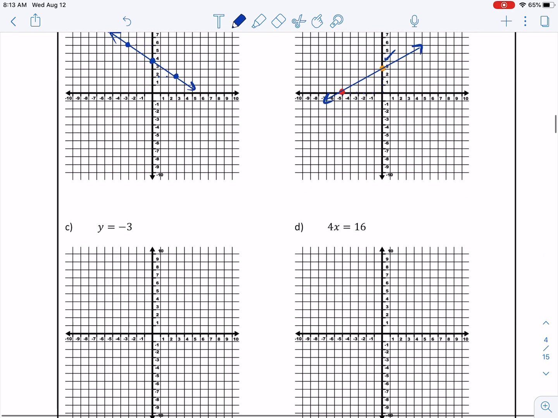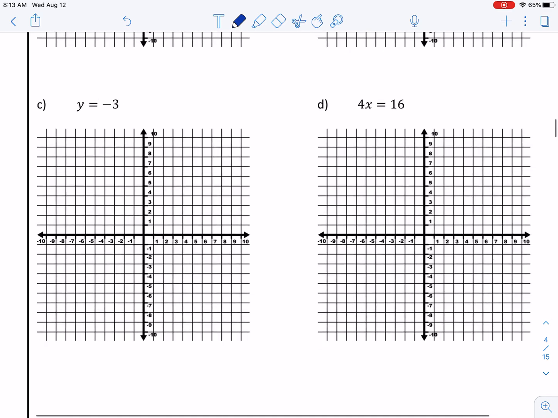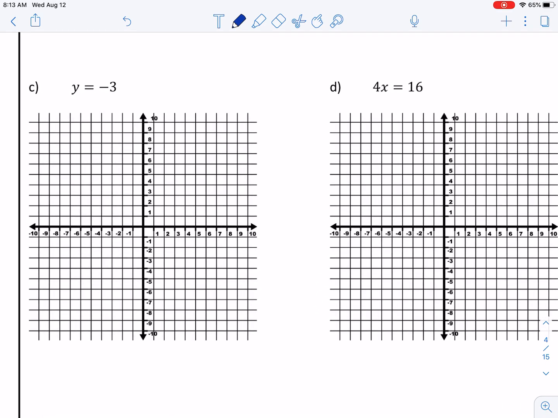Great. For C, you have the equation y equals. If your equation is y equals, that means you do not have an x-intercept. There is no x value. So if your equation is y equals -3, you have a point at -3, and if there's no x-intercept, y equals is going to be a horizontal line through that -3.